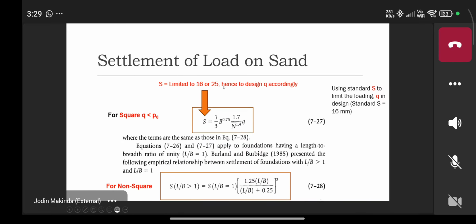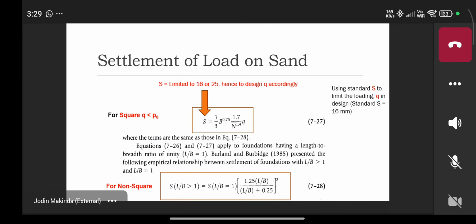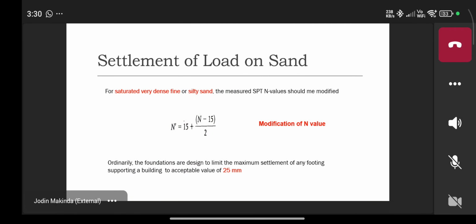This one is the standard. So we say the limit is 20. If using the limit 16 millimeter, this is the allowable design. So there are two ways of approaching. One is calculating the settlement based on the loading. Two, giving the range of the loading based on the standard settlement.